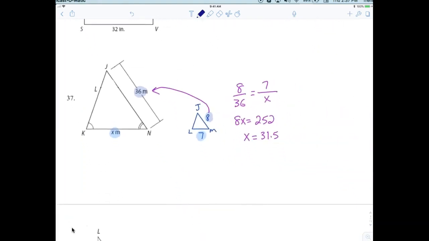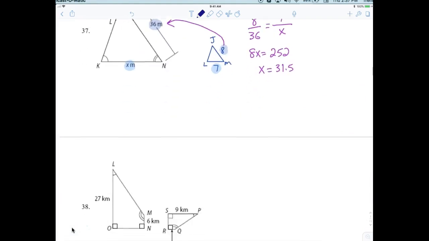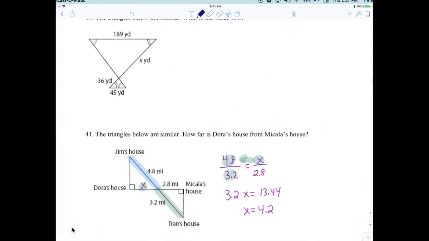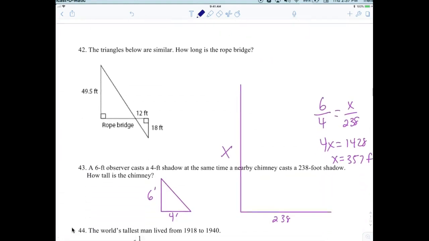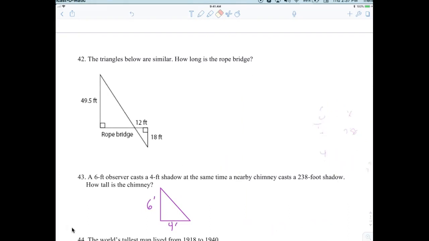Oh, wait a minute. 37 was a really good problem. Review that. But what we're going to do is I'm going to jump to question number 42. Everybody take a look at 42. Now, why do you think I'm doing question 42? Because it's turned around and flipped upside down. Everybody with me?